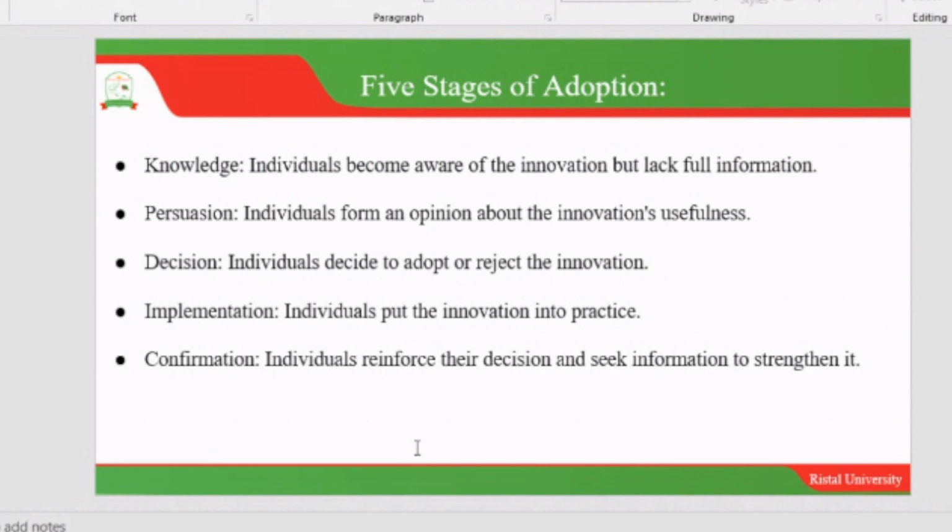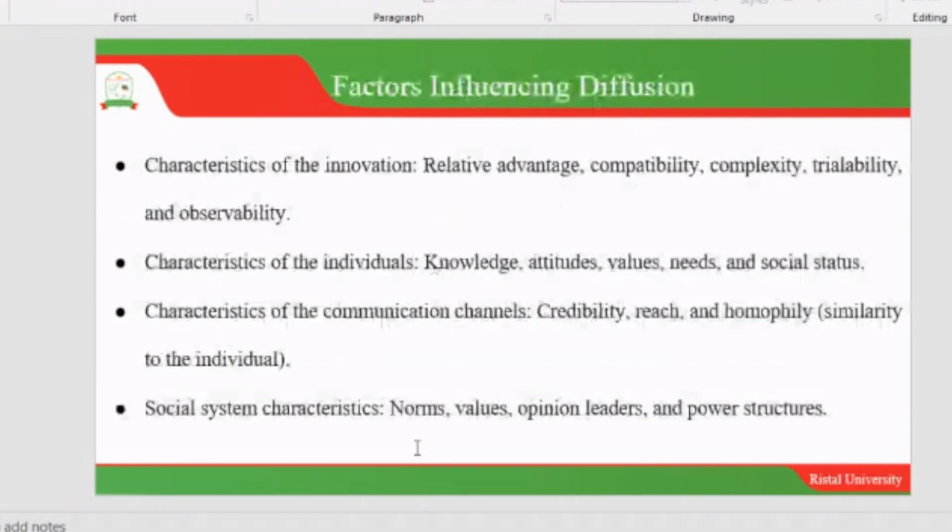Okay. And after they have put it into practice, we have the last step of confirmation, individuals reinforcing that decision and seeking information to strengthen it. So after they have accepted it and started to use it, they will seek more information so that they can really gain maximum results from this innovation. Okay. So factors that influence this diffusion include characteristics of the innovation.